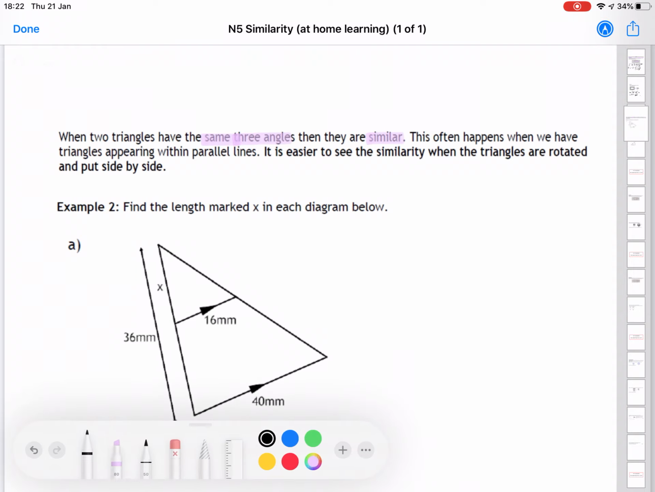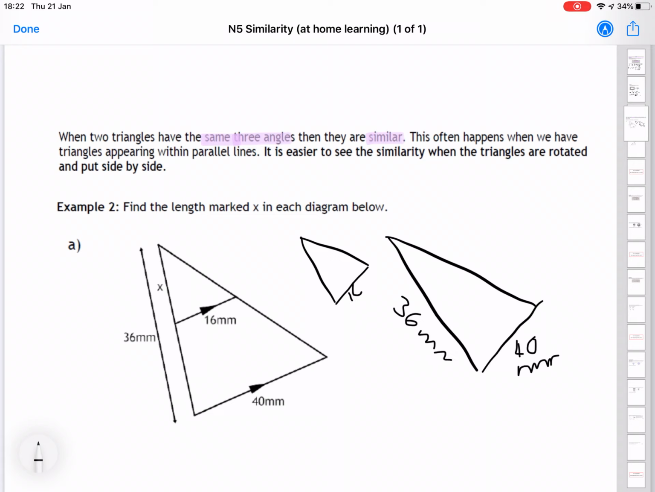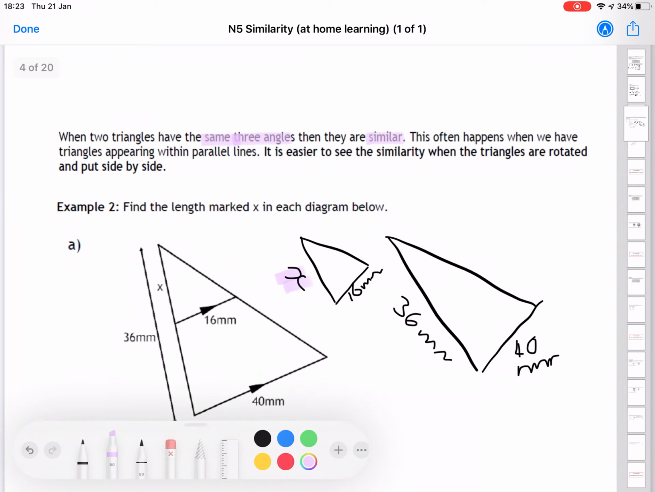So what's quite helpful to do sometimes is to separate out your triangles, okay? So what we can see here is you have a larger triangle with a smaller triangle on top. So if we separate out our triangles, we have the smaller one and then we have the larger one. So on the larger one, we have 40 millimetres at the bottom and we have 36 up the side. And then on the smaller one, we have 16 and we have side X. So sometimes it's helpful to take the picture and split it into your two triangles. So the side that is missing is this side X on the smaller triangle. So we're going to be using reduction scale factor here.